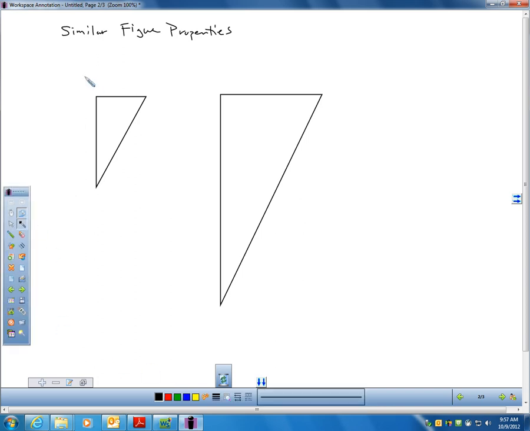So I'll call this triangle ABC, and I'll call this triangle XYZ. And let's say that I drew this picture well. And let's say that these two triangles are indeed similar. Now, when they're similar, that means there are some very special characteristics that we have to be aware of. Whenever you hear that word similar, here's the first characteristic. Corresponding angles are equal, or I should say congruent.